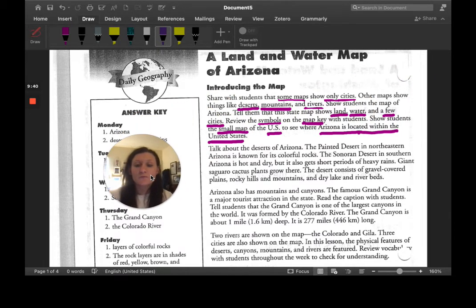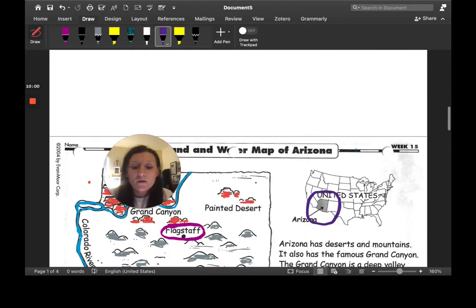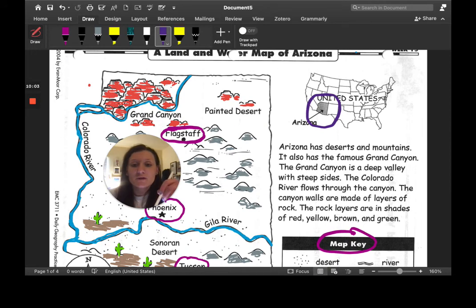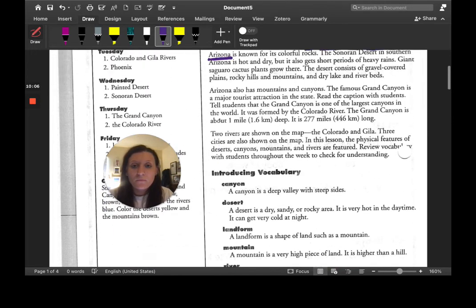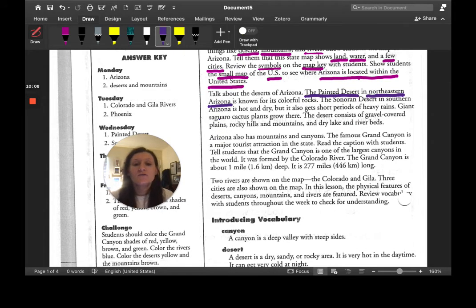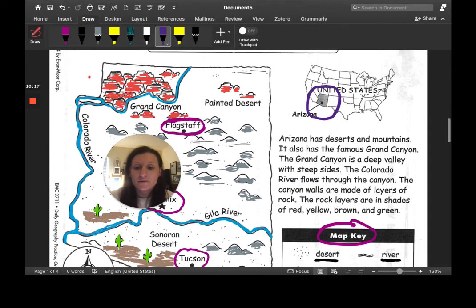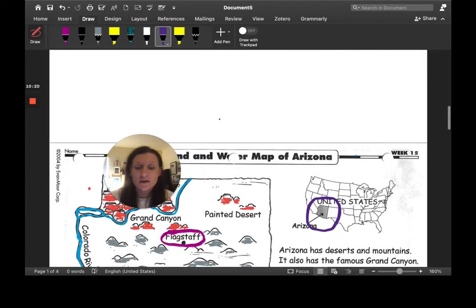All right, so next we are going to talk a little bit about the deserts that we find in Arizona. So the Painted Desert, which is in northeastern Arizona. So let's underline Painted Desert in northeastern Arizona. So let's quickly go back to our map and we see where the Painted Desert is located. And so the Painted Desert is known for its colorful rocks. The Sonoran Desert in southern Arizona, which if we go back, we see the Sonoran Desert is kind of down by Tucson.